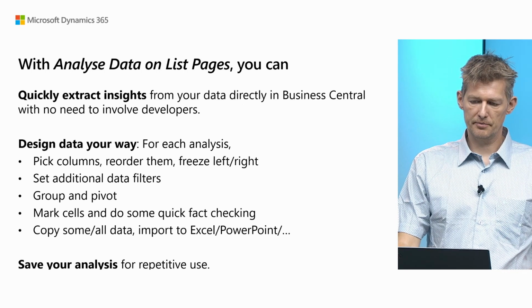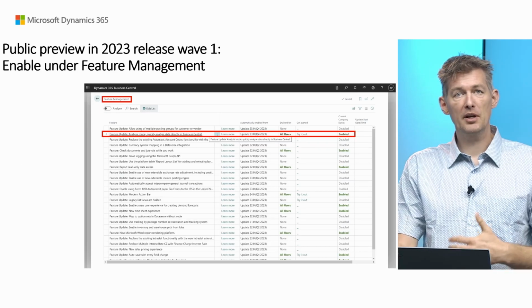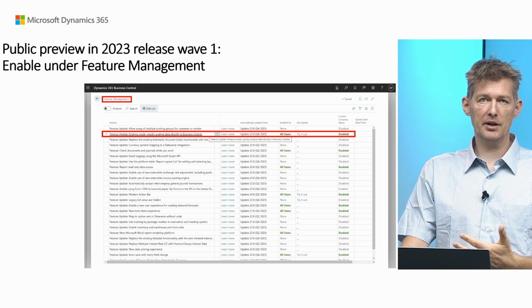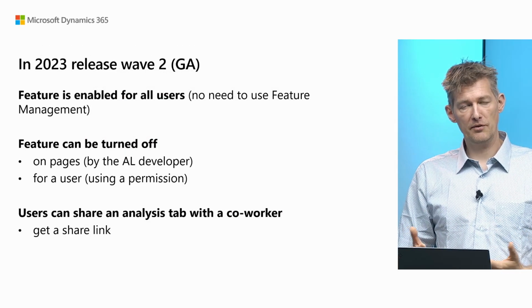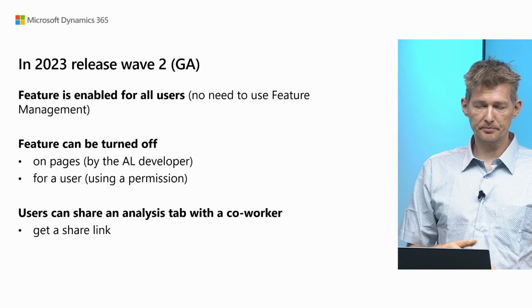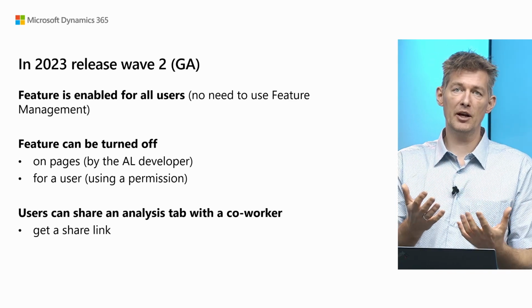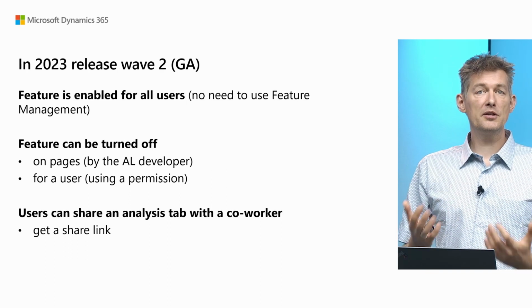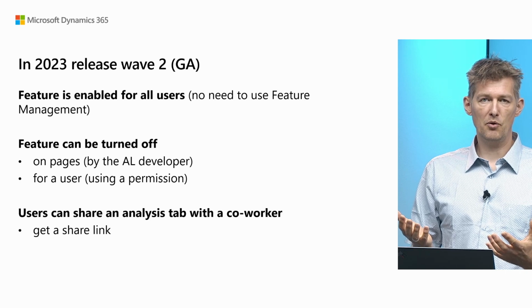This was in public preview in 2023 release wave 1, and you needed to enable it under feature management. In this release wave, this is generally available. With Microsoft, we abbreviate everything, so generally available, we call that GA. It's the same thing. So the feature is enabled for all users. You don't need to use feature management anymore.